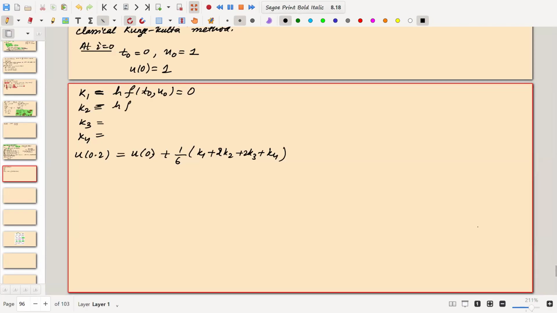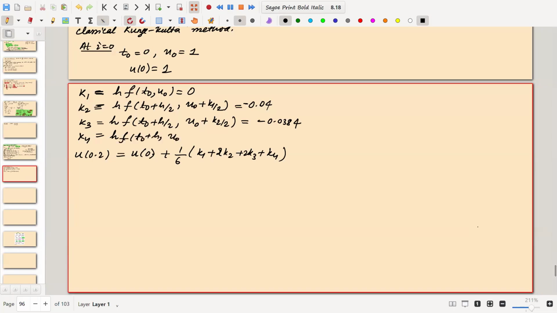K2 is h times f of t naught plus h by 2, comma, u naught plus K1 by 2. What did you get for this one? Minus 0.04. Then K3 equals f of t naught plus h by 2, u naught plus K2 by 2. So you got minus 0.0384. K4 is h into f of t naught plus h, u naught plus K3, right? So what is this value? Minus 0.07397.